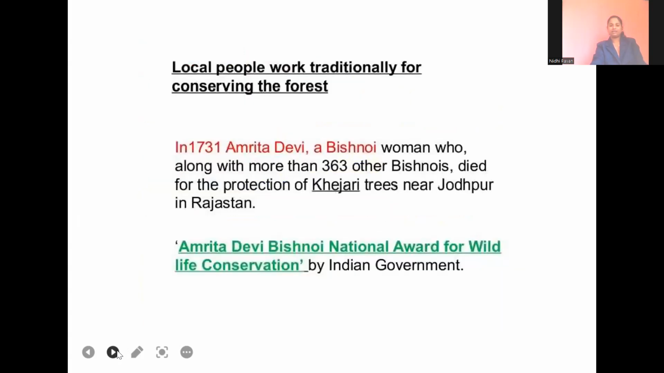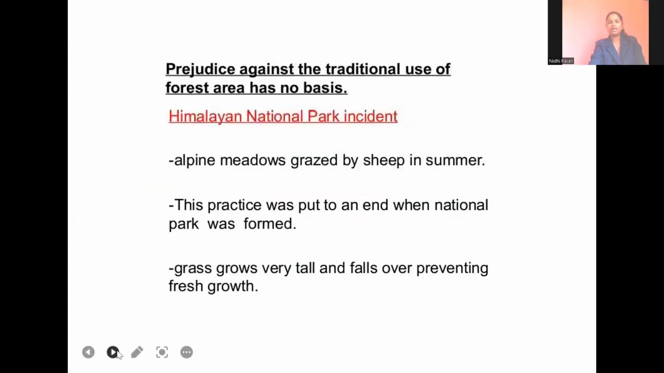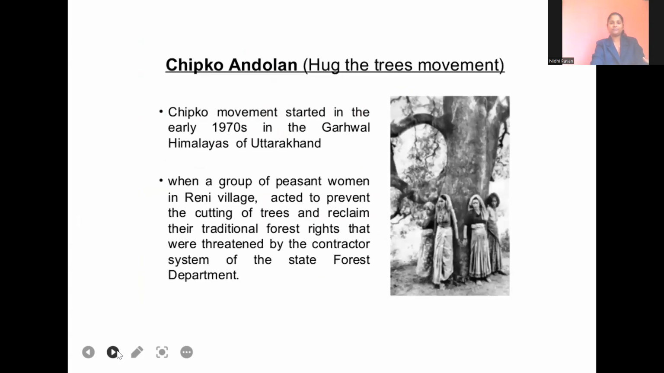And Amrita Devi, this I said regarding the local people. And this has alpine meadows also, I said, grazed by sheep in summer. This practice was put to an end when the national park was formed in that region. So that is why now the grass grows very tall and it falls over, preventing fresh growth.